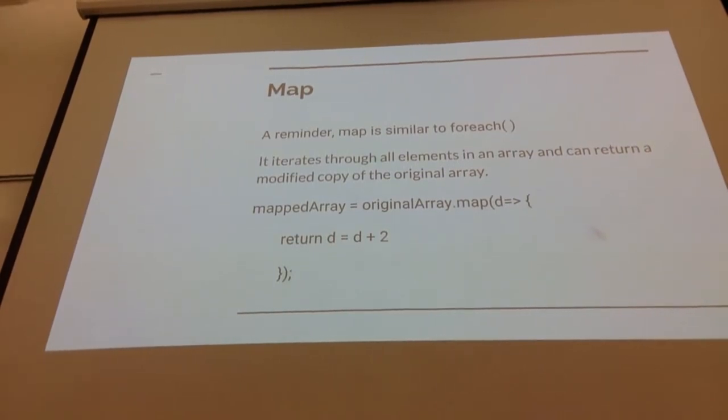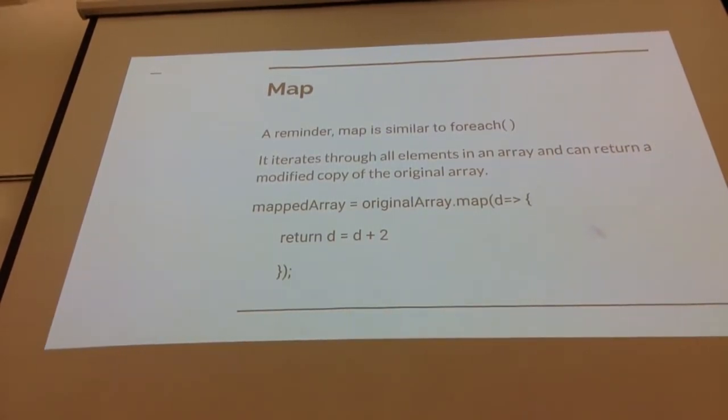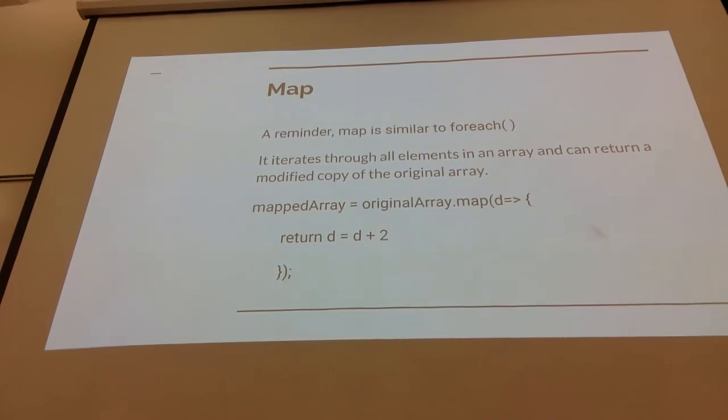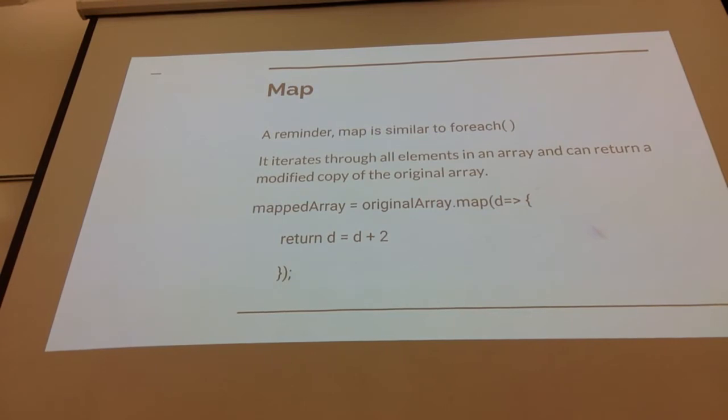It's like a for each function that returns an array. What makes it different from for each? It returns an array, so it makes a copy of the array. It's a modified copy version of the array. So this is going to be helpful.